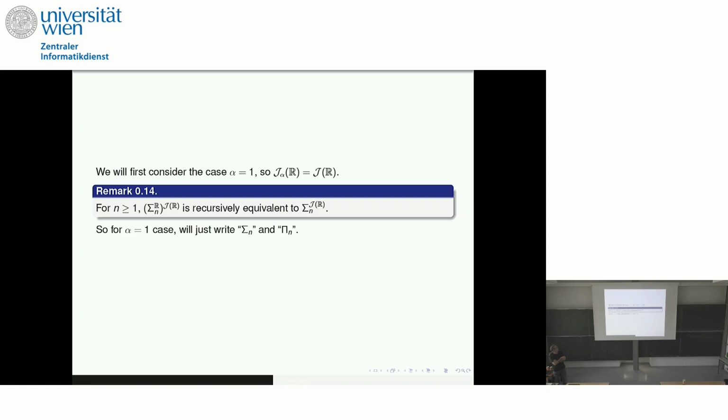Okay, so I'm going to mostly concentrate on the case alpha equals 1, so J alpha R is J of reals. The notation I'm using, J0 R is just R, and J1 R is one step in the J hierarchy above there. And so in this case, sigma n R is the same as sigma n. So I defined these two hierarchies, sigma n and sigma n R. Actually, they're recursively equivalent in this special case. In general, that's not the case over J alphas, but for now it is. So now we can ignore that superscript R, and everything's going to be sigma n and pi n for the present.